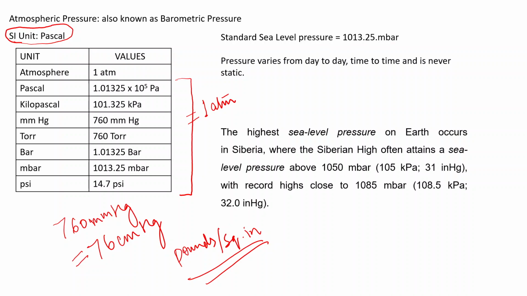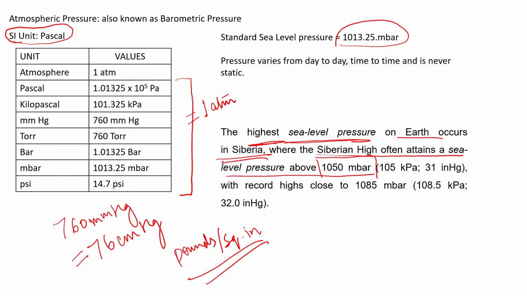The standard sea level pressure is 1013.25 millibar. You should remember that the pressure is never static. It always keeps on changing. It varies from day to day. That is, we have the diurnal variations in the pressure, we have the seasonal variations in the pressure, and we have the annual variation in the pressure. And you should also remember that the highest sea level pressure on the earth occurs in Siberia, where the Siberian high often attains a sea level pressure of 1050 millibar, or 105 kilopascal.